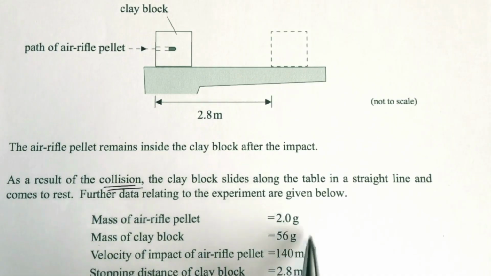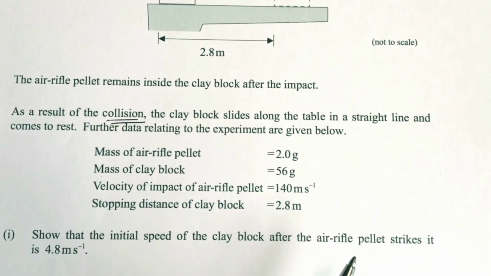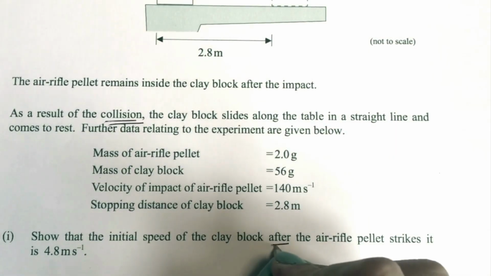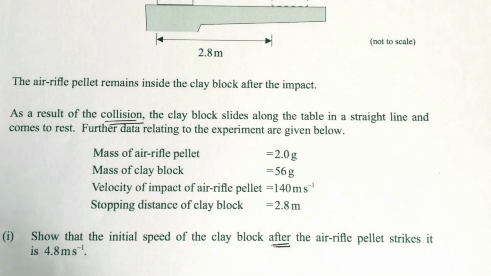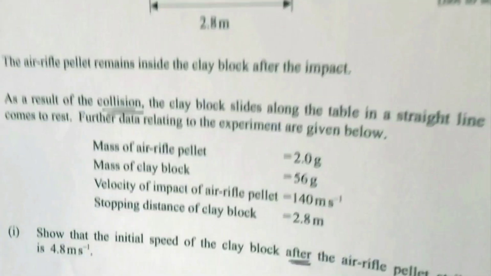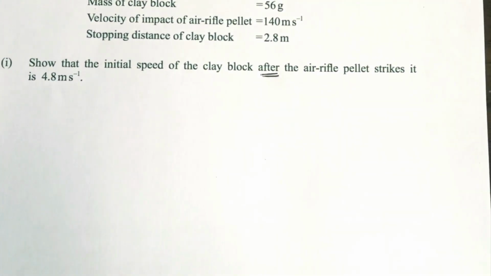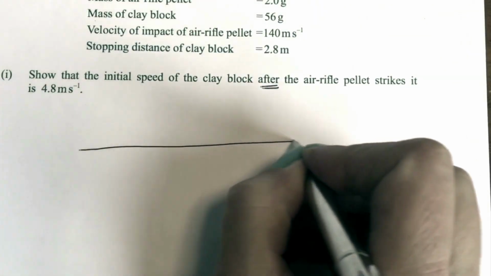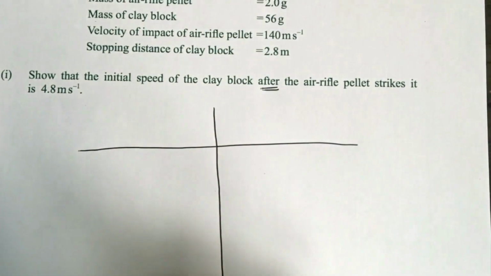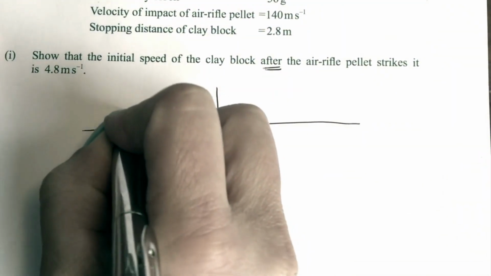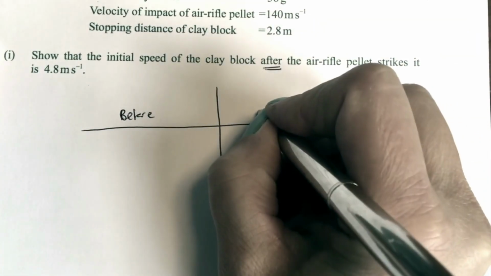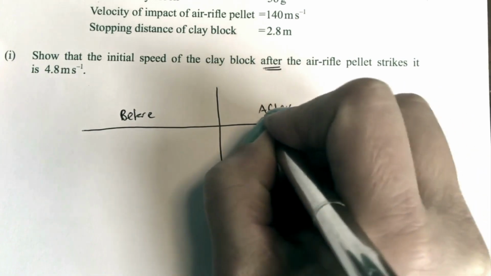We're given a set of data here and we were asked to show that the initial speed of the clay block after the collision is 4.8 meters per second. So rule number 2 was to draw a diagram before and after the collision. So I tend to do it in the form of a table. I'll have the word before here, and after.